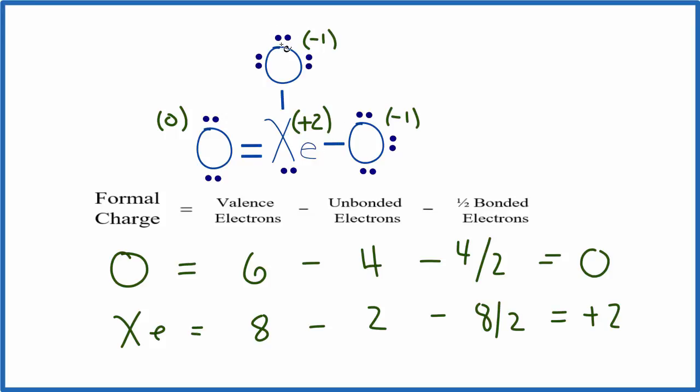And then we can move 2 more up here to the center. That would go to 0, and then this would be 0. And then all the atoms in this Lewis structure, in the XeO3 Lewis structure, they would be 0. And that's a much more likely Lewis structure.